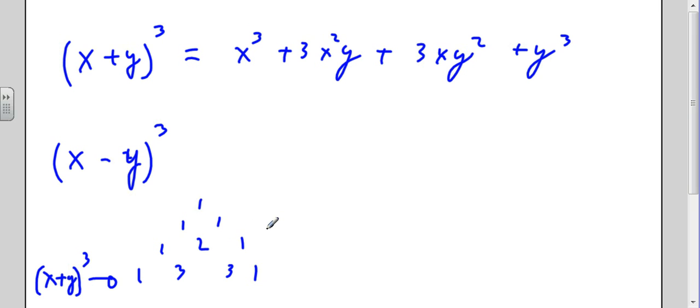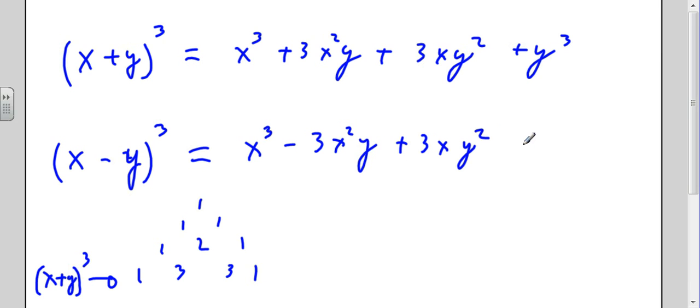Okay. We'll get back to that. And then again, this is in the front of your book. If I've got a minus sign there, I'm going to have x cubed minus 3x squared y plus 3xy squared minus y cubed.